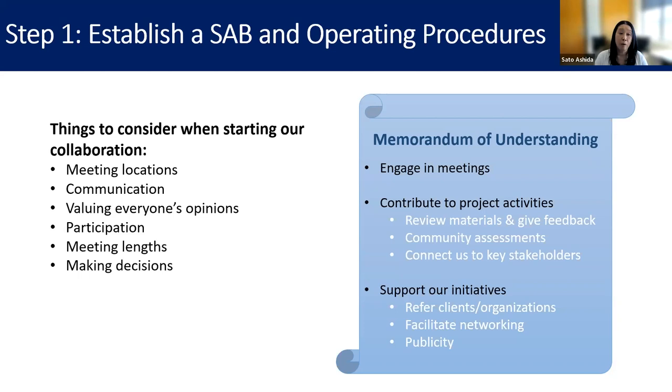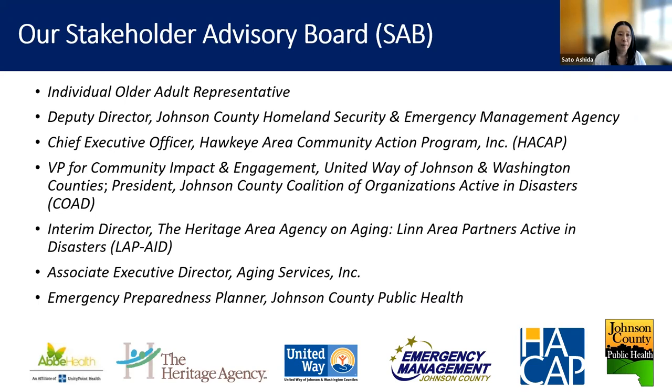Not all Stakeholder Advisory Boards ask for a formal MOU. In this case, organizations asked us to send them an informal letter indicating their participation in this project so that they could show it to their boards, or whoever they needed to inform about their participation. And this is the initial SAB membership. As you can see, we had an older adult representative. We always have an older adult representative on our Stakeholder Advisory Board, as well as representatives from various community-based organizations or public agencies like the Emergency Management Agency, local public health departments, and community action agencies.